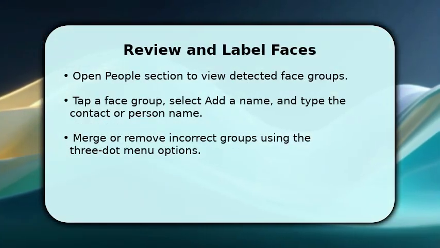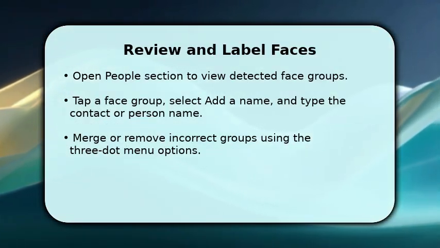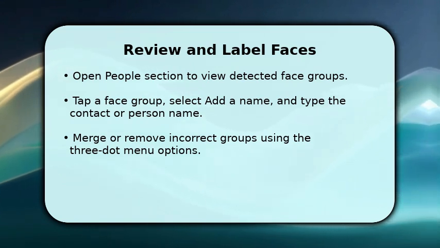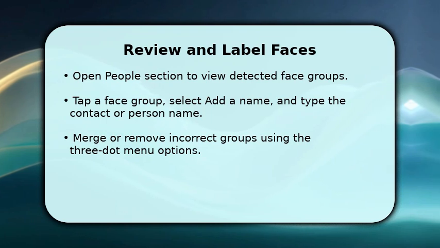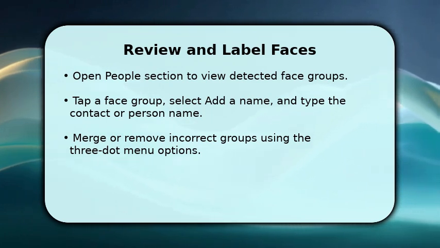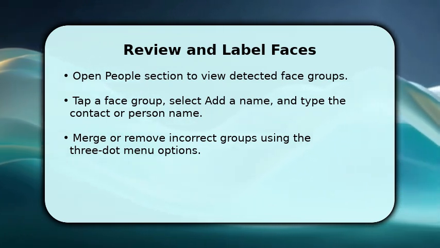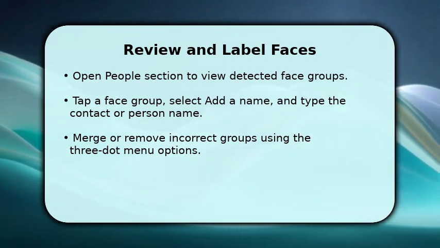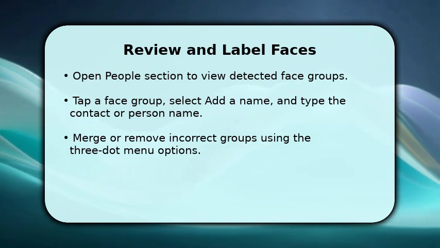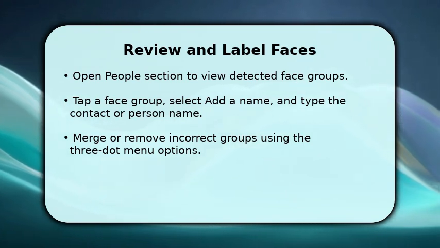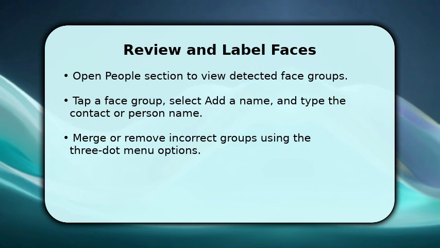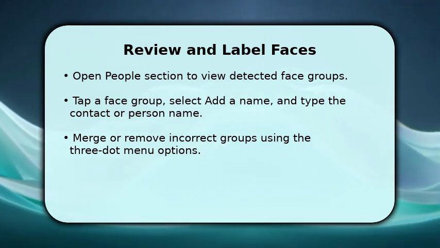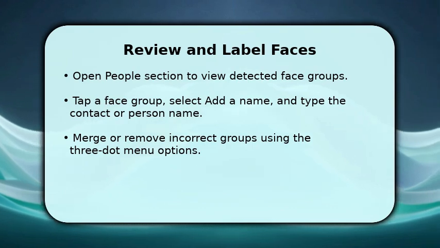Now you review the face groups and assign names so searching becomes fast and reliable. In People, tap a face tile, choose Add a Name, and type the person's name. Google Photos learns this to improve suggestions. If duplicates appear, use Merge to combine groups or Delete to remove false positives. Once done, check unconfirmed suggestions and confirm matches. This refines accuracy. Make sure to periodically review new groups so future automatic tagging is more consistent across devices.